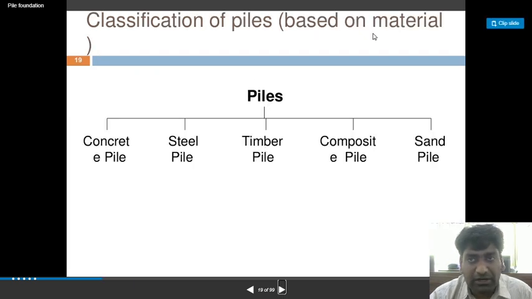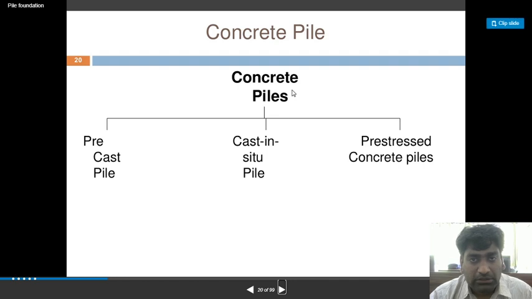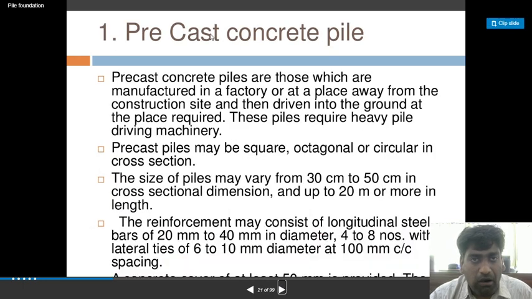Piles can be classified on the basis of the material as concrete pile, steel pile, timber pile, composite pile, and sand piles. Concrete piles can be further classified into precast piles, cast in situ piles, and pre-stressed concrete piles. Precast concrete piles are those which are manufactured in a factory or at a place away from the construction site and then driven into the ground at the place required.